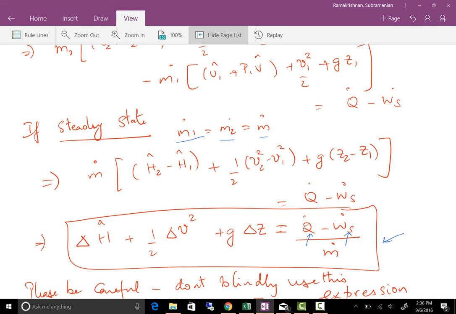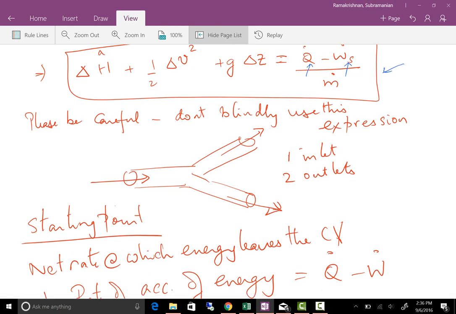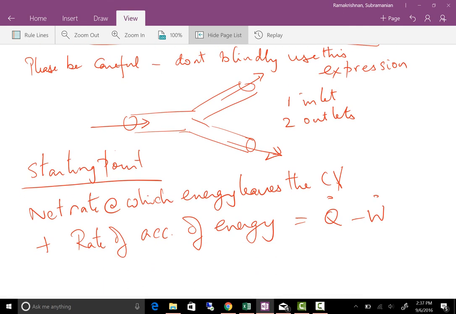But please don't blindly memorize this formula. There are going to be a number of instances where you might have to start off from the basic definition of the energy balance and work out what formula you're going to use. Be very careful. Say a common example, this is what is known as a splitter nozzle. Fluid comes in, there's one inlet, but now there are two outlets, right? So what do you mean by delta H cap or half delta V square? It doesn't make much sense to blindly use this formula for this particular problem, right? So you need to pause, start out from the definition of the energy balance.